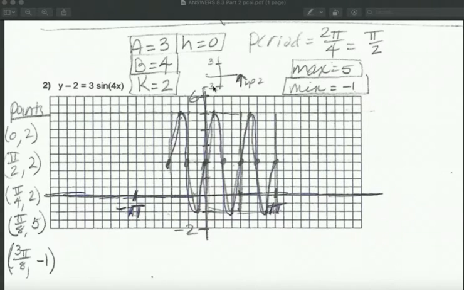So my minimum of negative 3 is shifted up 2 units to negative 1. And my maximum value of 3 is also shifted up 2 units to positive 5. So the top of the box is going to be where y equals 5, and the bottom of the box is going to be where y equals negative 1. In this particular case, h is 0. There's nothing being added or subtracted from x.